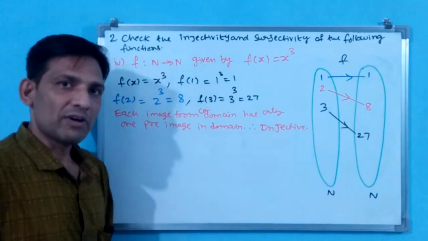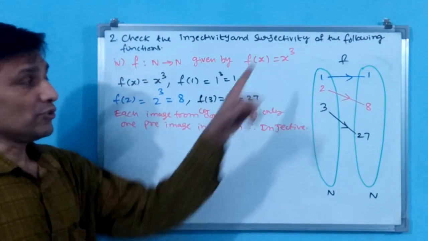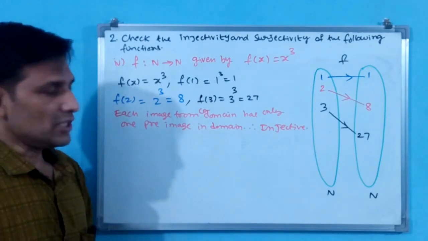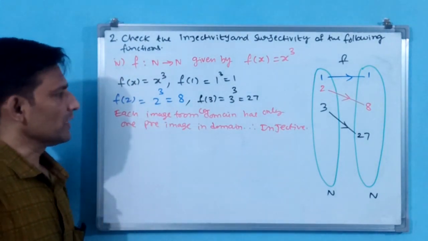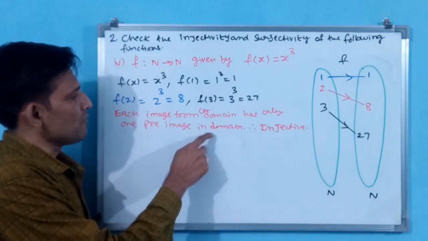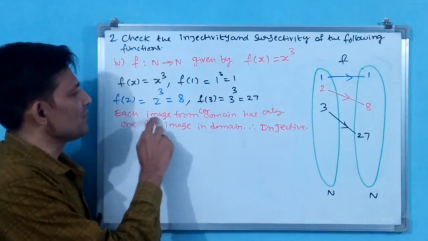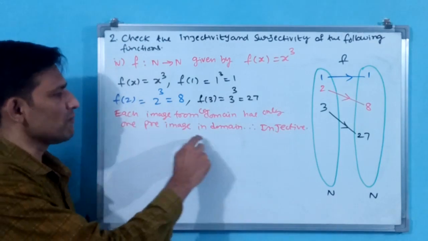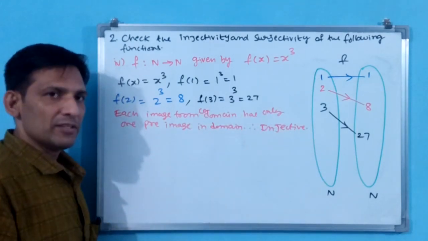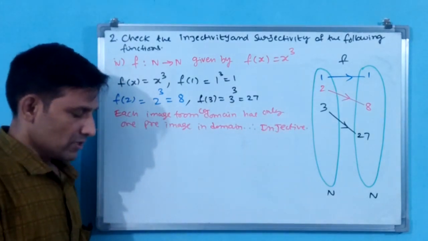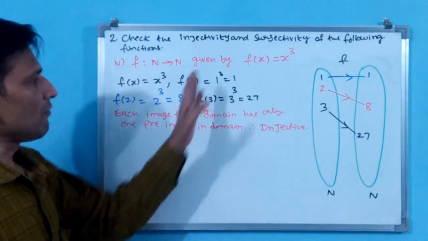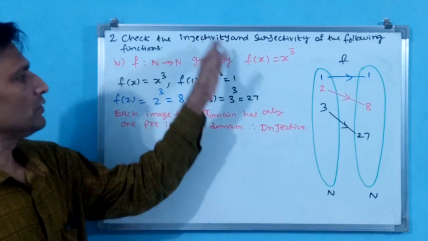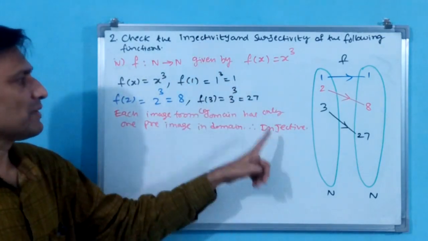You understand what I have written? This is a cube. There is no option. Only one pre-image will come. Okay. Here you write codomain, not domain. This is domain, this is codomain. Each image from codomain has only one pre-image in domain. Therefore, injective. Okay. Now, 1-1 function. You can write 1-1 also. Injective. If I ask about injectivity, you write injective only.